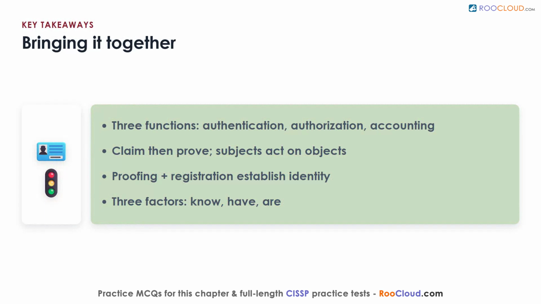So let's bring it together. Identity and access management rests on 3 functions: authentication, authorization, and accounting. Identification and authentication pair up, so a subject claims and then proves who they are, and subjects act on passive objects. You establish identity through proofing, registration, knowledge-based checks, and cognitive passwords. Authorization decides what a proven identity may touch, while accounting logs it all for non-repudiation. And you prove identity with 3 factors: something you know, have, and are. Lock these foundations in, and the rest of the model builds cleanly on top.